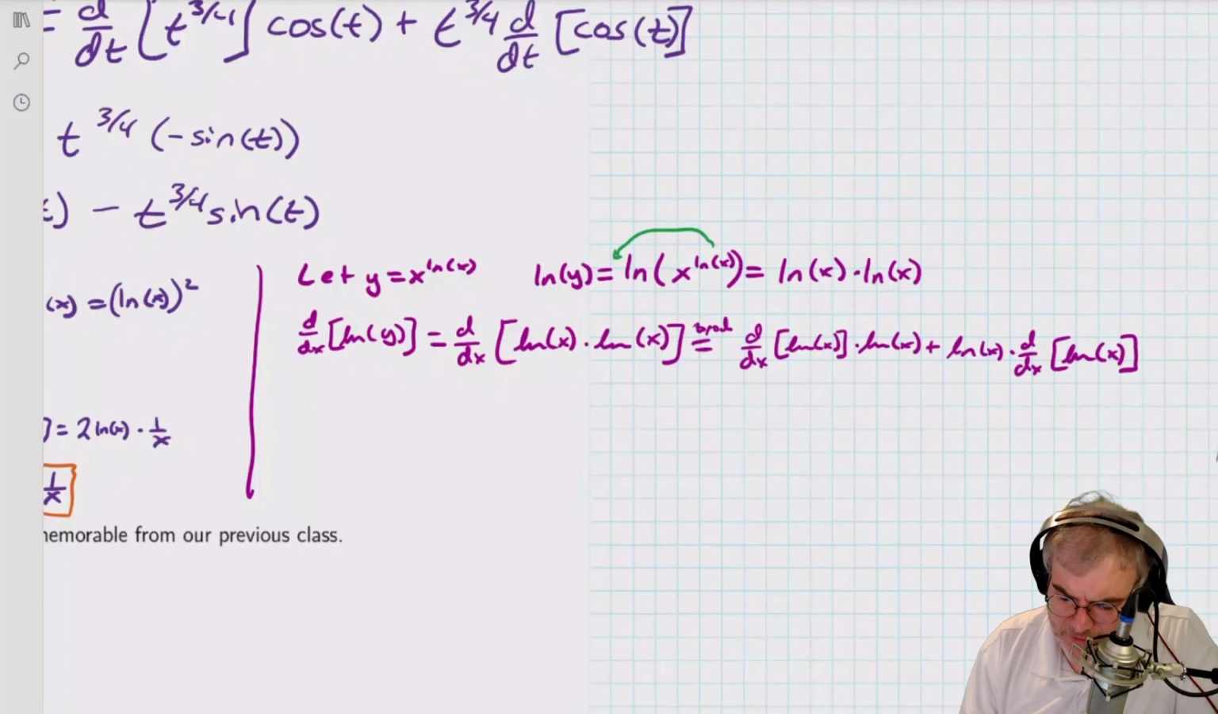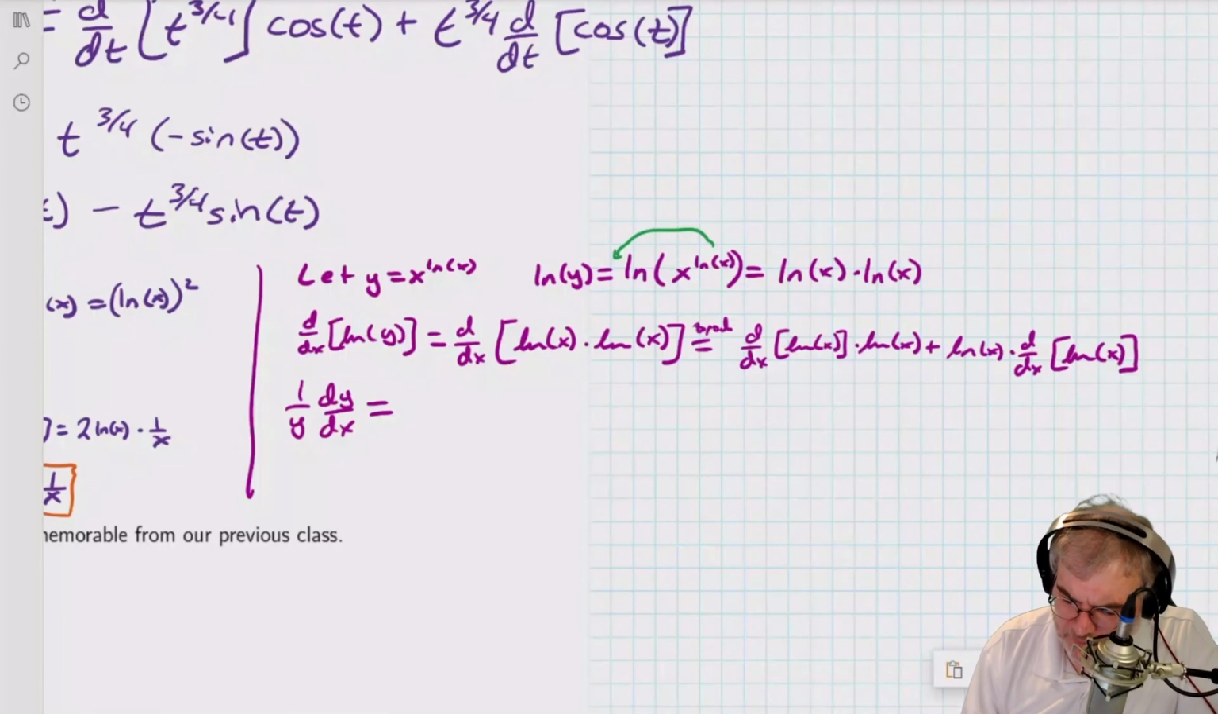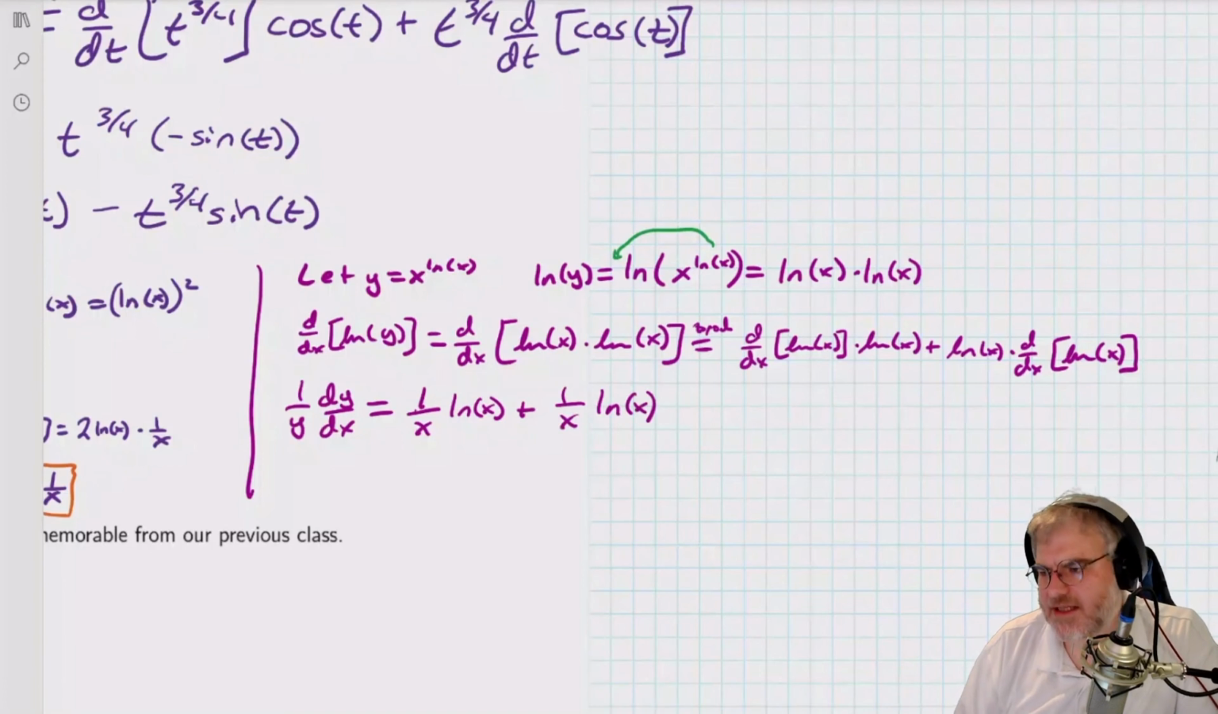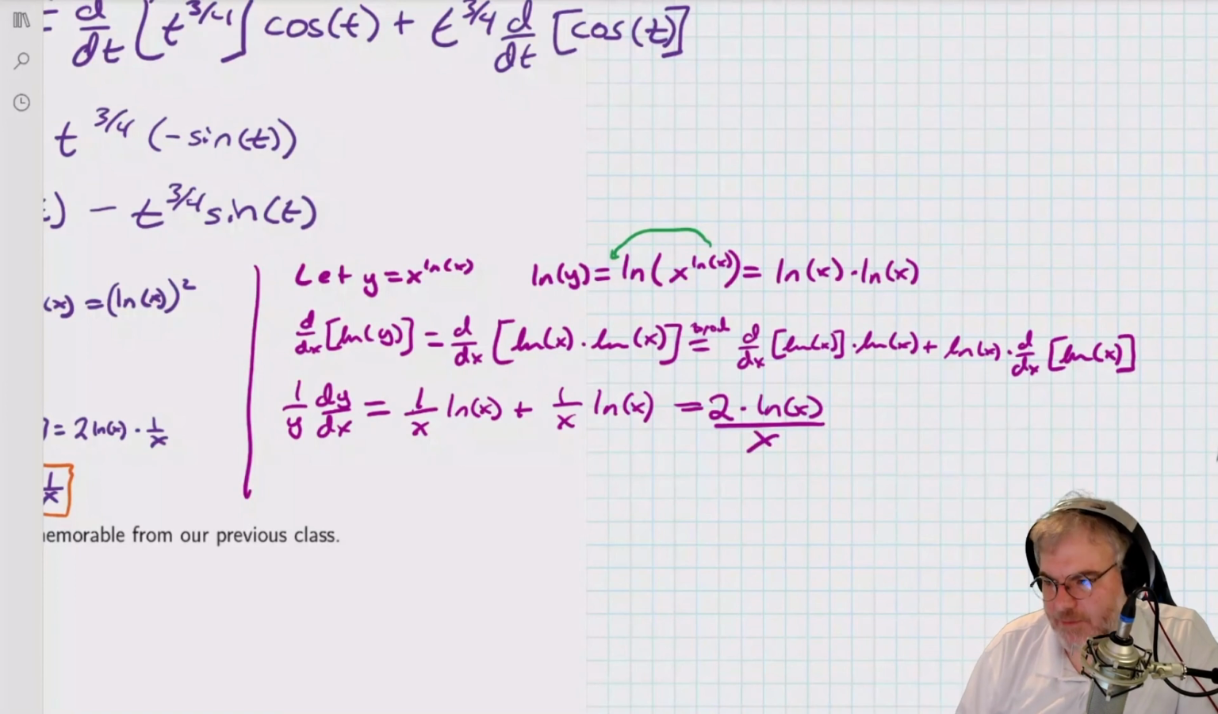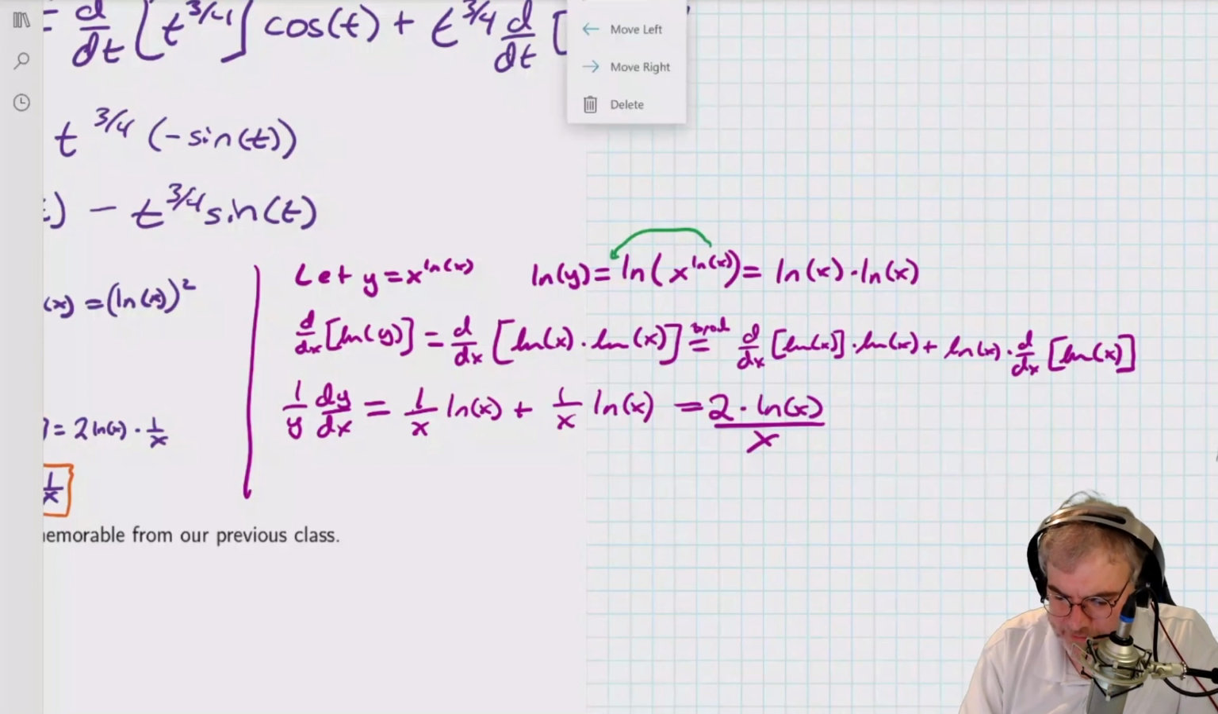Okay, so this right here is going to become 1 over y dy over dx. And that equals this bit. Well, the derivative of this bit is 1 over x. Ln of x plus 1 over x ln of x. And because I absolutely cannot help myself but simplify this, right? 2 times ln of x over x. Just because I can't help myself. It's like staring at me going, simplify it. And I'm giving in.